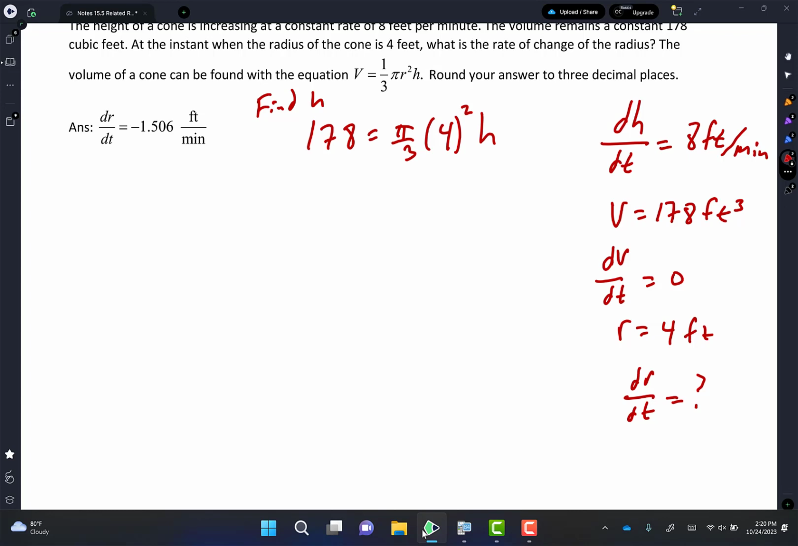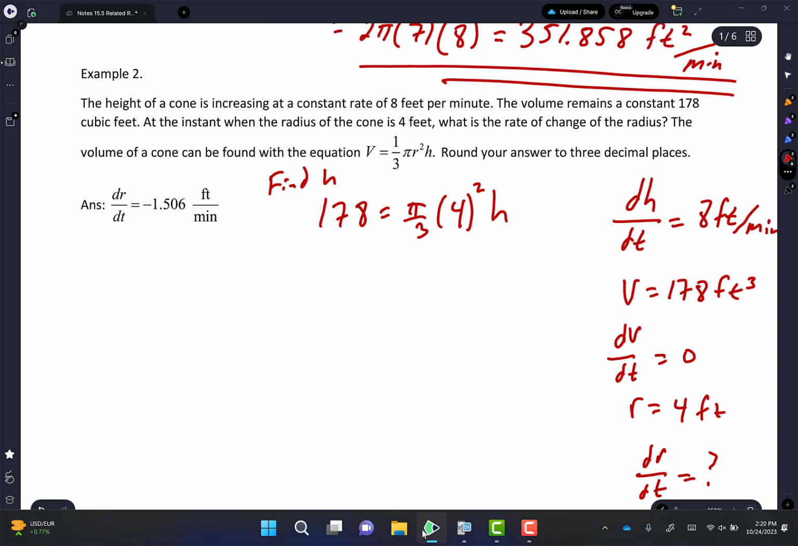My volume's not changing. It says right here. I'll underline it for you. The volume remains constant. Underline remains constant. So when it says remains constant, that's because it's not moving. It's not increasing or decreasing. Does that make sense? Okay.